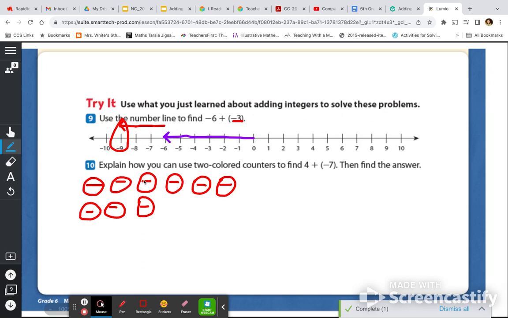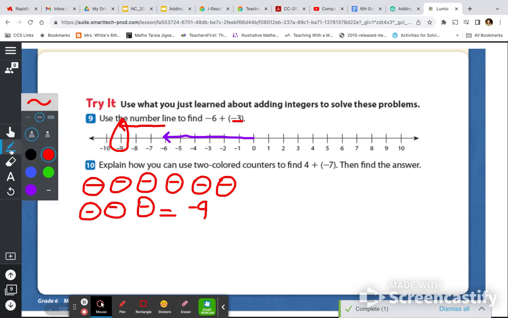-1, -2, -3, -4, -5, -6, -7, -8, -9. And that's what we had in our answer for the number line. So this just justifies what we got up here.